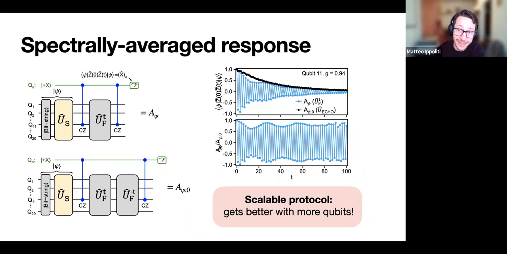And this is particularly nice because it's all scalable. So this trick of using random states is only going to get better with increasing the number of qubits. And therefore, this is very appealing for future demonstrations of non-equilibrium phases on potentially larger chips.